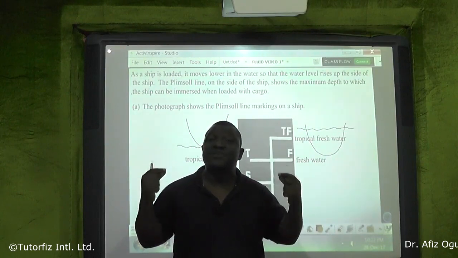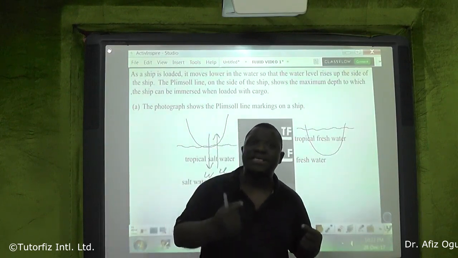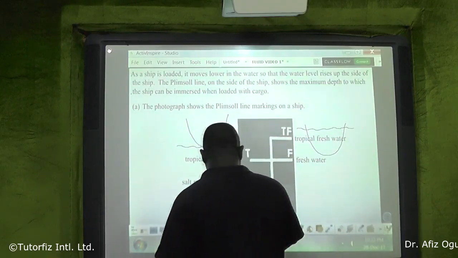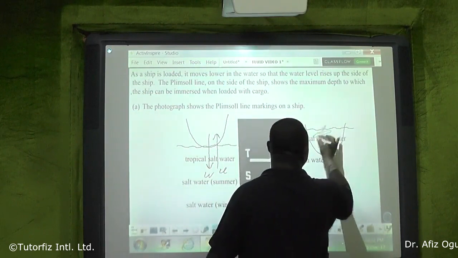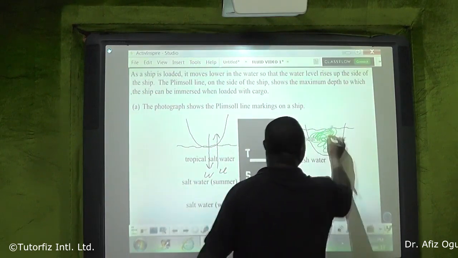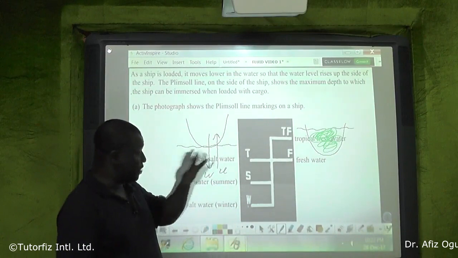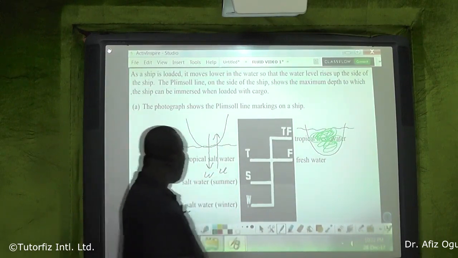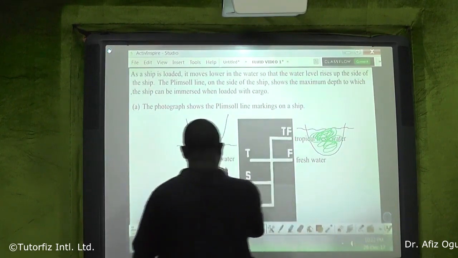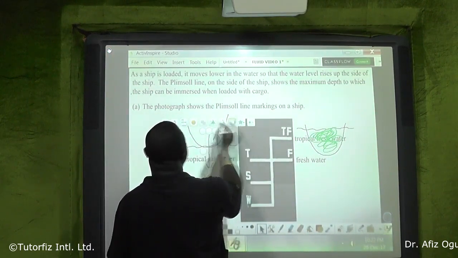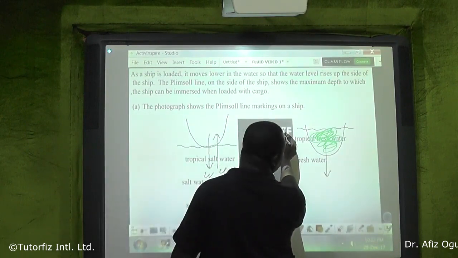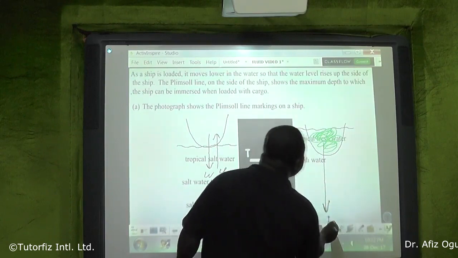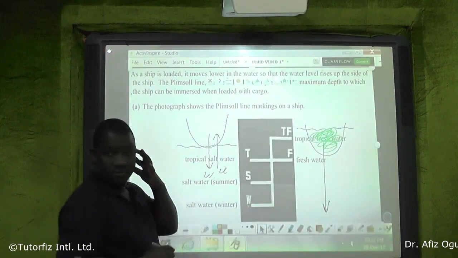As long as it is still floating, upthrust equals the weight. When I put a lot of load inside the ship, it sinks a little. I still have the weight equal to the upthrust. Now, when it sinks like that, the weight has increased so much. I said the weight was equal to upthrust, but the weight increased because I put some load inside.